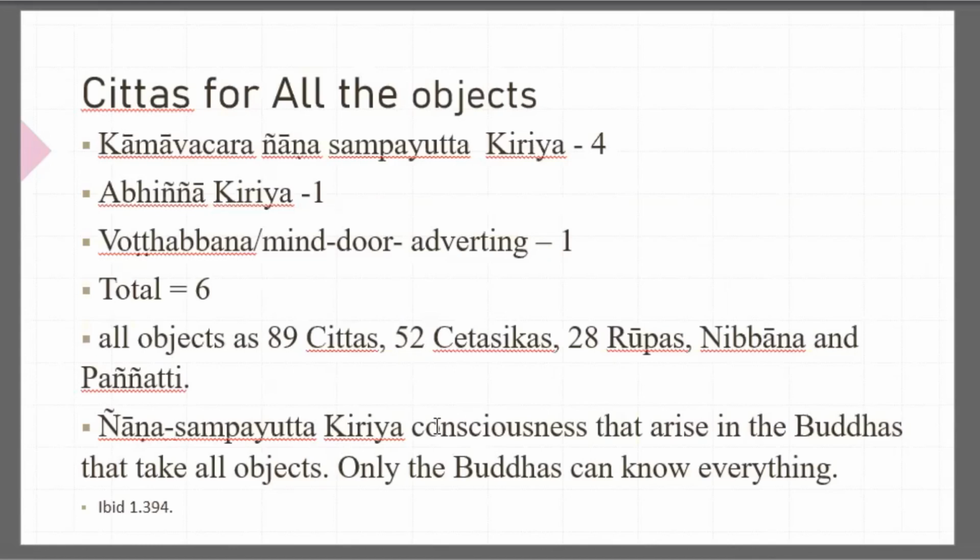89 Cittas, 52 Cetasikas, 28 Rupas, Nibbana and Pañña. We know Kiriya Cittas arise in Arahants. Here, actually all the objects pertain to the Buddha. Buddha is the only one who can take all the objects, who can know everything. We call this Sabbanyuta Jnana.